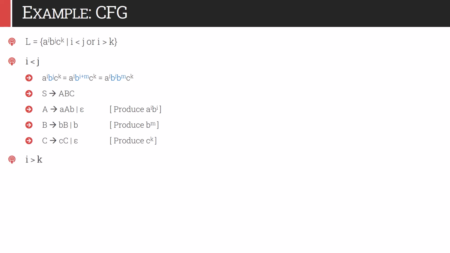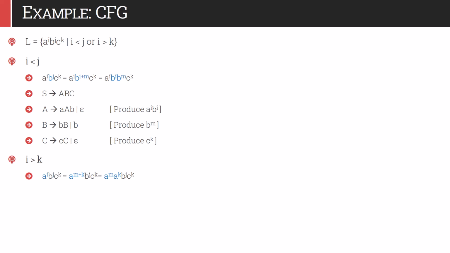The second scenario is i greater than k. So the number of a's should be greater than the number of c's. So we will break down i now. Okay, so we will write i as m plus k, and that we can then simplify as a power m, a power k, b power j, c power k.